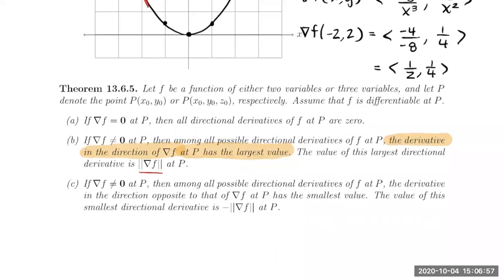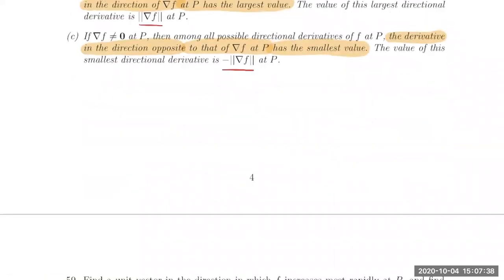Part C is very similar, but just the opposite. So it says if it's non-zero, then the derivative in the direction opposite to that of the gradient at p has the smallest value. And then in this case, that value is negative the magnitude of the gradient of f at p. All right, so instead of going through a process of trying to maximize or minimize the value of the directional derivative, we can just use this fact and compute the gradient and know that the max and min is going to occur in that direction. And furthermore, we know what the value is.